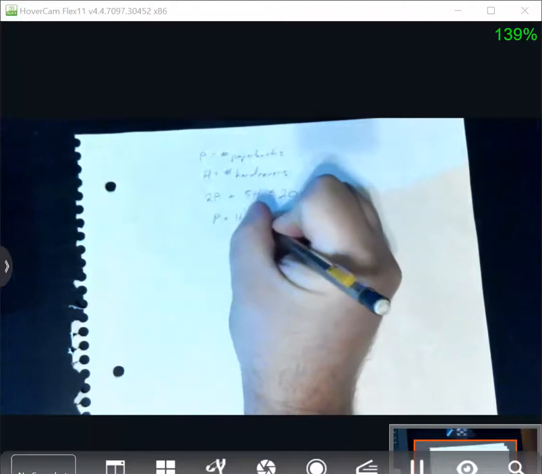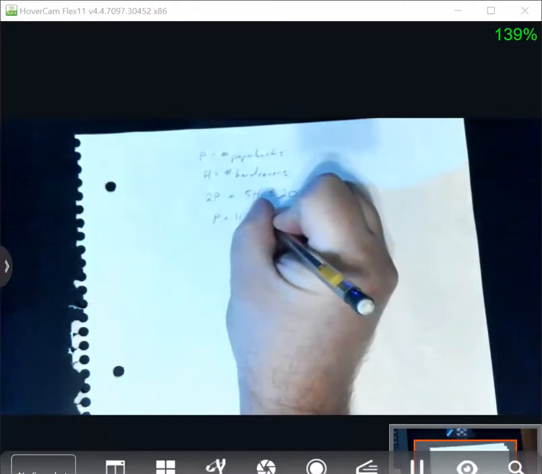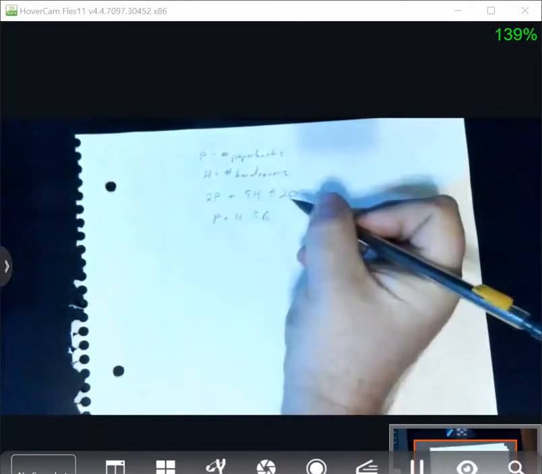We also know that she wants to buy at least 6 books. So the total number of books, the number of her paperbacks plus the number of her hardcovers, needs to be at least, so greater than or equal to 6. So this gives us a system.